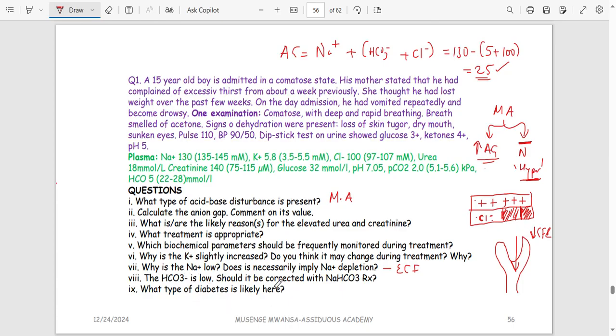What type of diabetes is likely here? We said diabetic ketoacidosis is a complication of type 1 diabetes. So that is type 1 diabetes. Hope that is okay with this one.